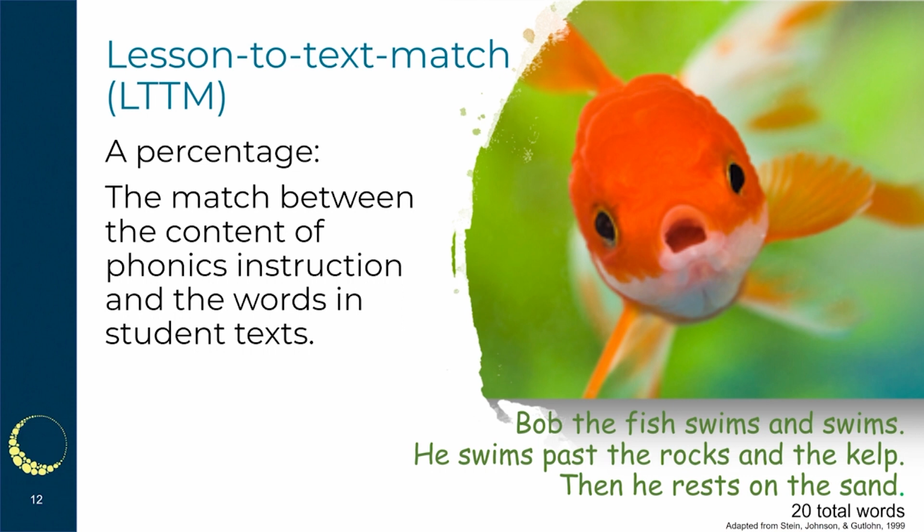So, how many words can student A read if they only know the short O sound and can read only single consonants? I'll give you a moment. You can pause, but I'm about to give you the answer. It's 2. Student A would only be able to read Bob and on. So if we have 20 total words here, if we're doing a percentage, 2 divided by 20 is 10%. This text's lesson to text match, if I've only taught them those things, is only 10%.